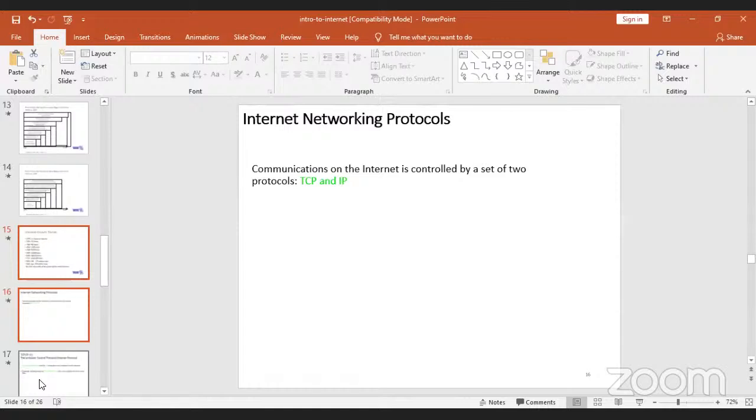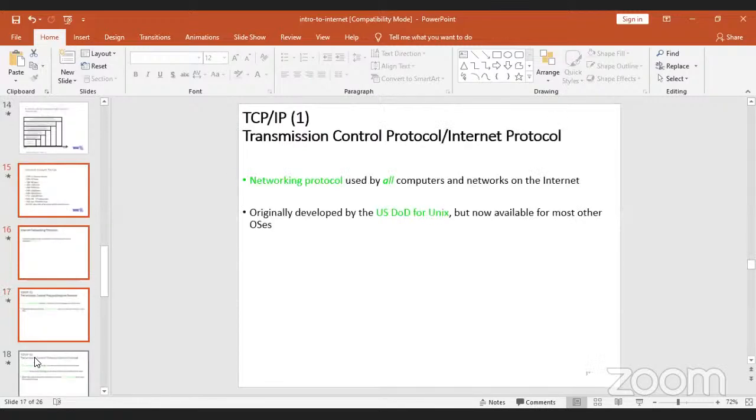So we said every network on the node must follow the protocol on the internet. TCP/IP is called Transmission Control Protocol, and IP, Internet Protocol. So a network protocol is used by all computers and network on the internet.